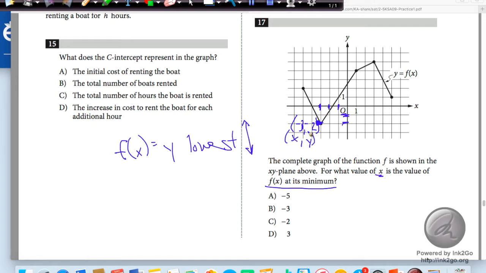So I see here that my y is lowest at -2, but it asks for what value of x is the value of f of x at its minimum. So what value of x? It wants to know what is x when y is at the minimum.